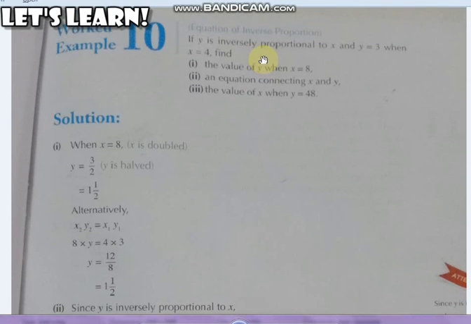You can see that the question is: if y is inversely proportional to x, and y is equal to 3 when x is equal to 4, find the value of y when x is equal to 8.